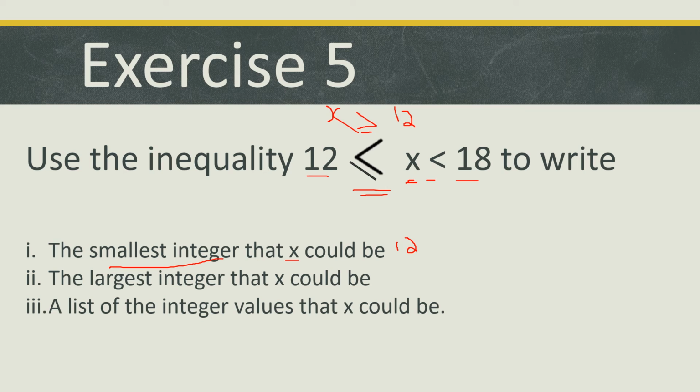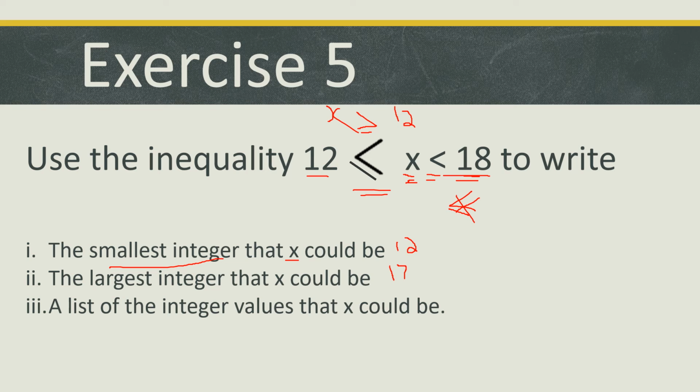And about the largest integer that x could be, it would not be 18 because it says here that x is less than 18. And it does not say that x is less than or equals to 18. It just says that x is less than 18. So it could be any number less than 18. But we need to find the largest integer that x could be. So it would be 17. Just a number short from 18.